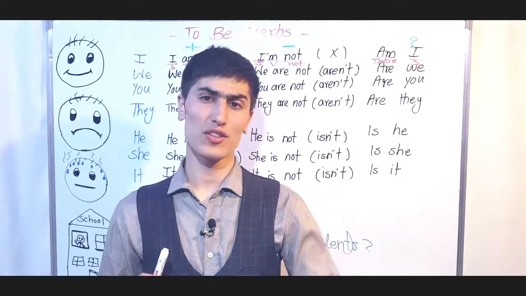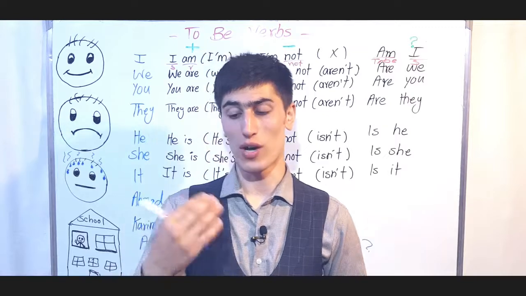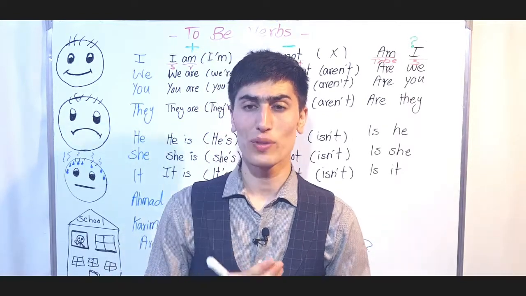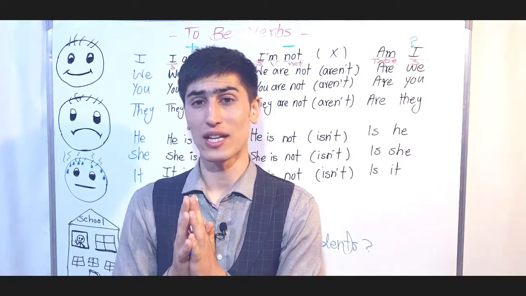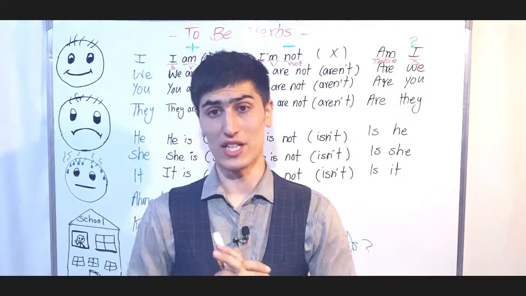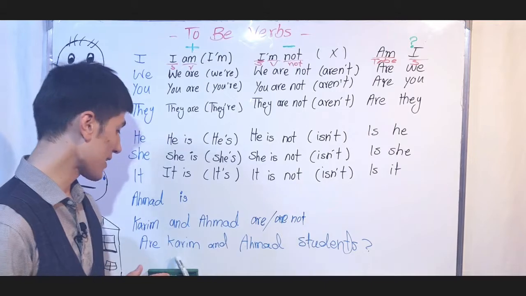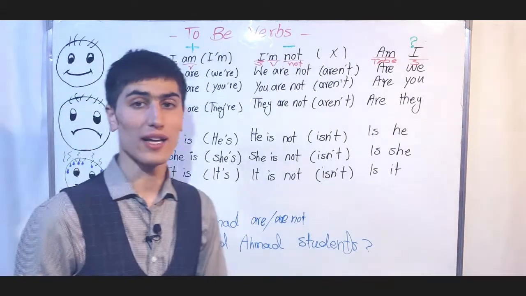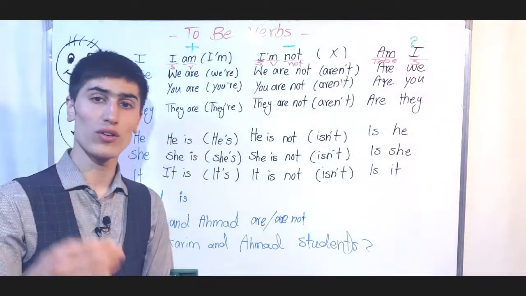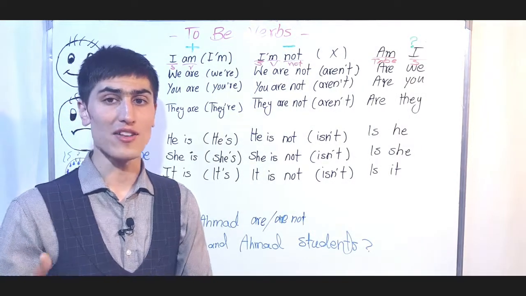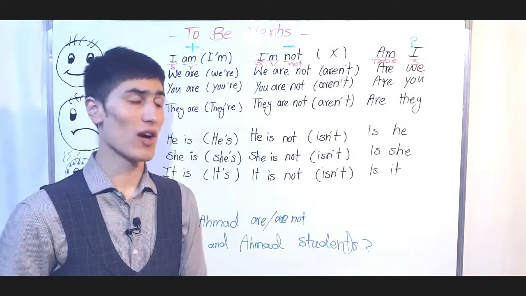It means you can answer this question or this type of question with a yes or no. When the to be is at the beginning of a sentence, it is called a yes/no question, a sentence that can be answered with yes or no. For example, are Karim and Ahmad students? The answer can be yes or no, or more completely, yes they are, no they are not.